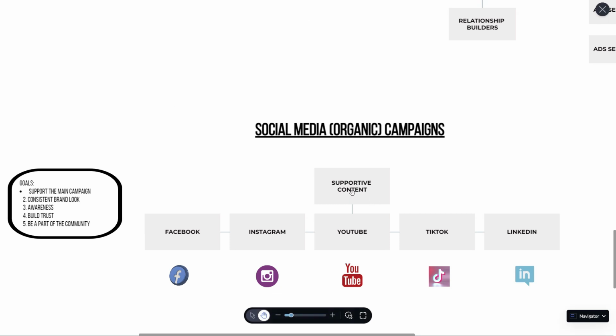So as you can see here, supportive content, and these are just the networks that we can work with. If you remember, I said the higher the budget, the more things we can do. It doesn't mean that the more money we have, the more advertising we'll do. It means that we can open new channels. So different networks, for example, we can go Facebook, Instagram, YouTube, TikTok, LinkedIn. With a smaller budget, we're going to choose which one is the best way.